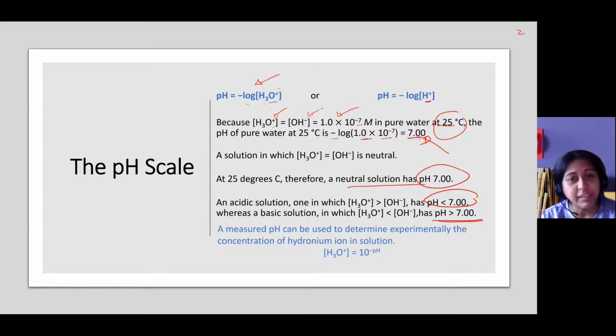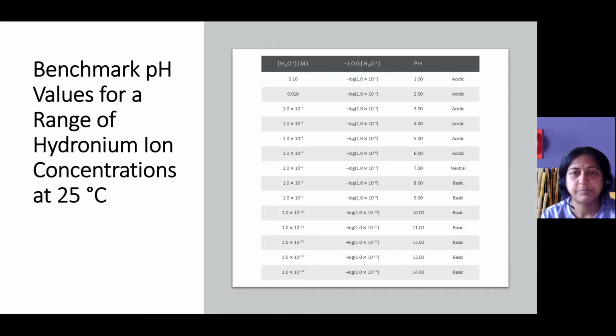Also, if we are given the pH value, we can calculate the hydronium ion or the H+ concentration using the pH value. We get 10 to the negative pH. That's how we calculate the hydronium ion concentration when we are given the pH value.